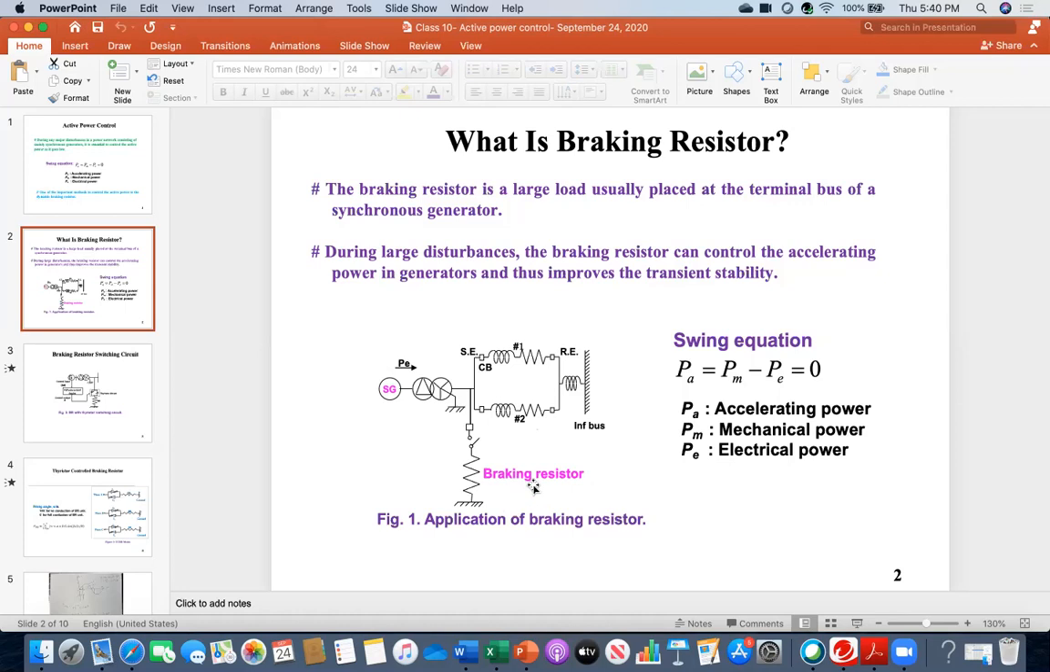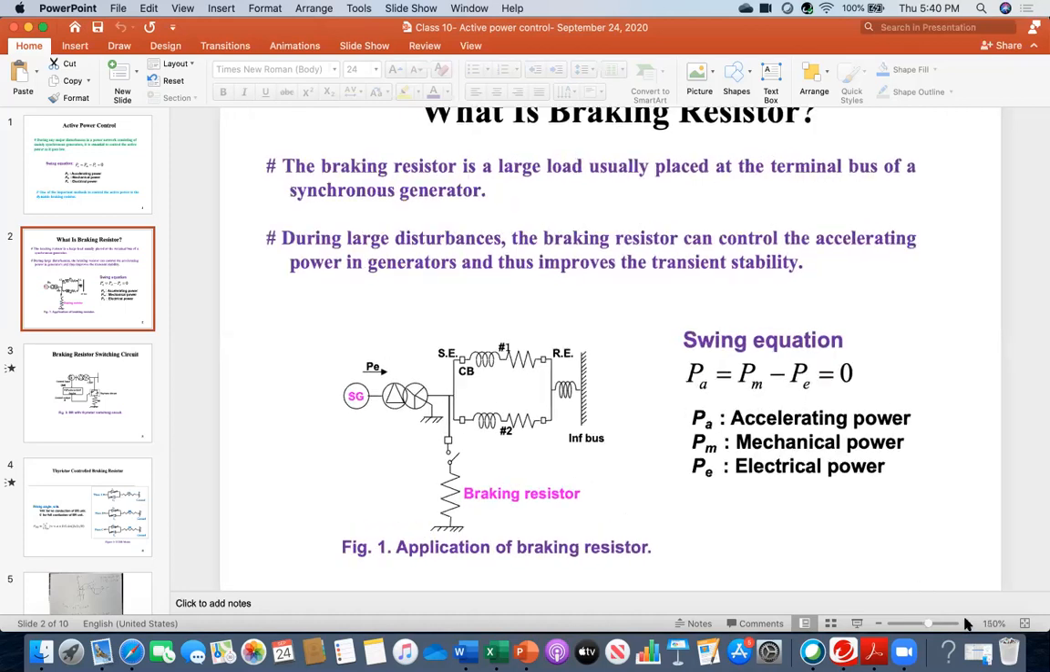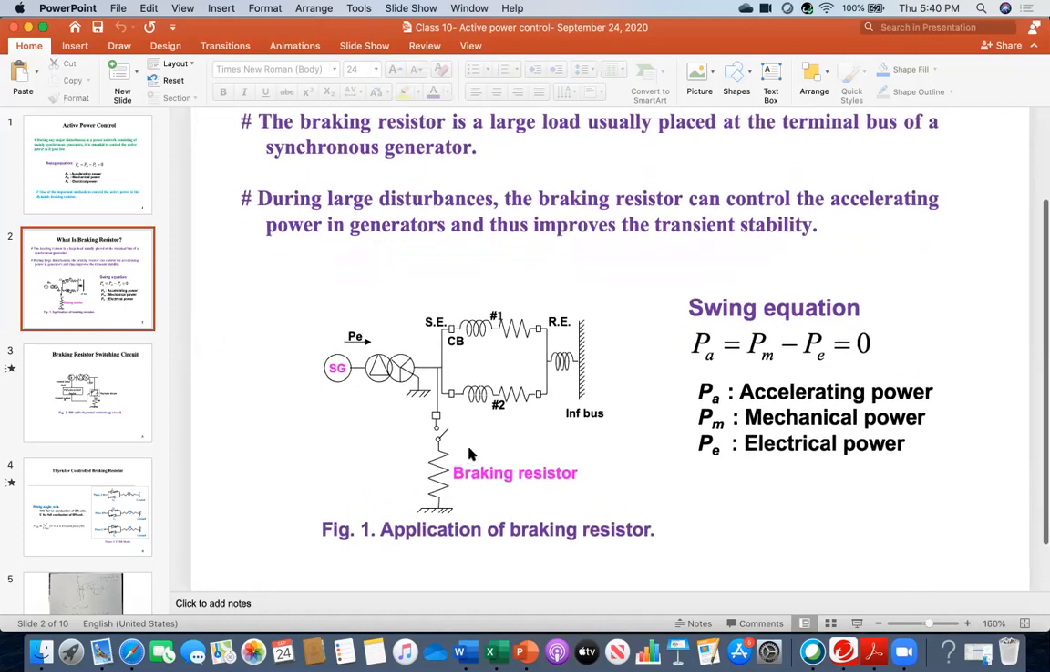Then you see the application of the braking resistor. Can you see that there is a switch, and with the switch that braking resistor is connected. Therefore, once again, I have written down the swing equation for you. As I said, during fault, P will go low. Now this braking resistor is shown in this figure, and it is connected right after the terminal of the transformer. If you don't connect any transformer, then you might connect the resistor right at the generator terminal. But in most cases, it is connected after the transformer, at the grid point.